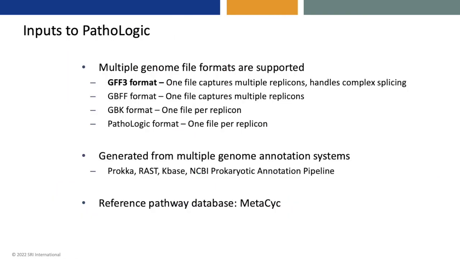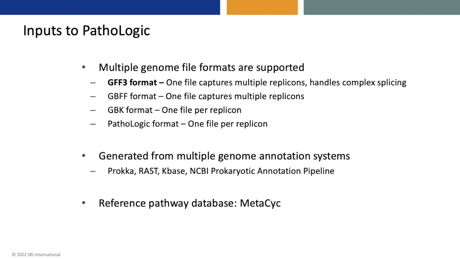The inputs to PathoLogic, to the PGDB building process, consist of a genome in one of several alternative formats. We support multiple genome file formats. We recommend that you use the GFF3 format because one GFF3 file can capture a genome containing multiple replicons all in one file, and it handles complex splicing properly. Whereas the GBFF format, which is an extension of the earlier GBK GenBank format, although one file can capture multiple replicons, it sometimes does not handle complex splicing properly.